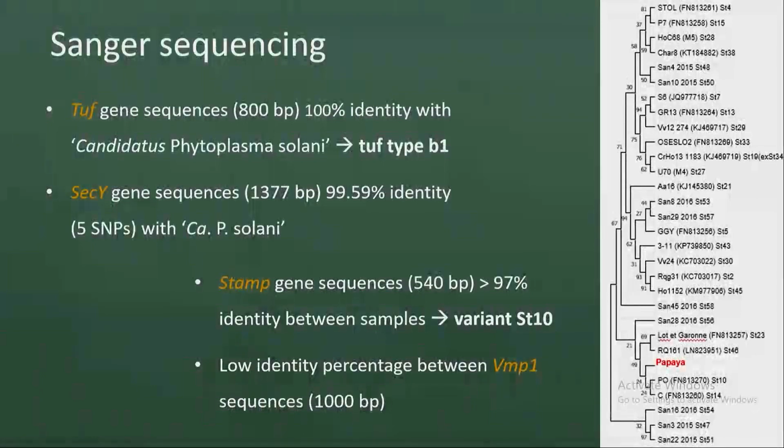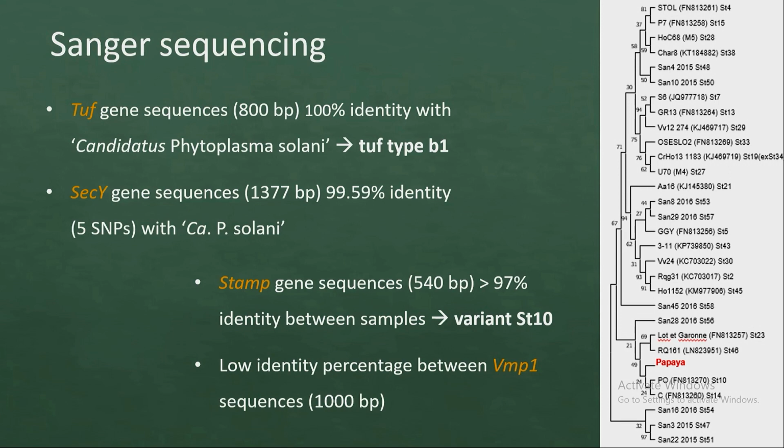Regarding the sequencing, the TAF gene sequences had 100% identity with the Candidatus Phytoplasma solani reference strain and resulted to be TAF type B1. For the SEC-Y gene, the identity was about 99.59% with the reference strain, while STAMP gene sequences had identity higher than 97% between the samples, and they all resulted enclosed in the STAMP variant ST10.